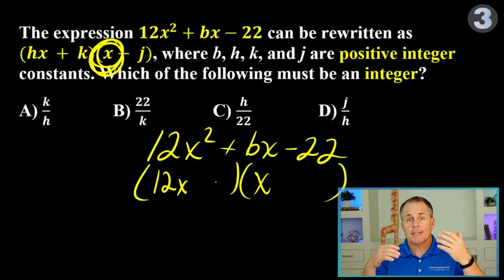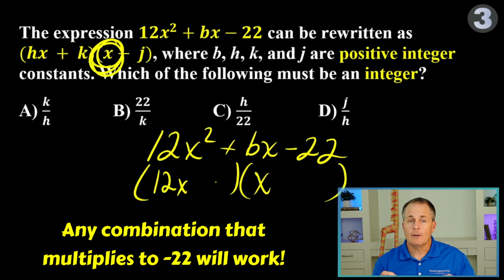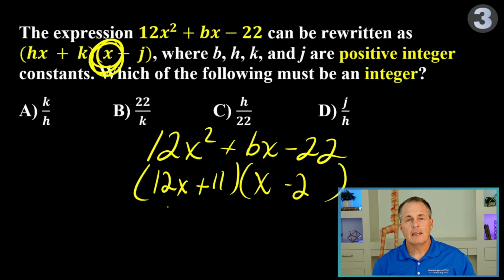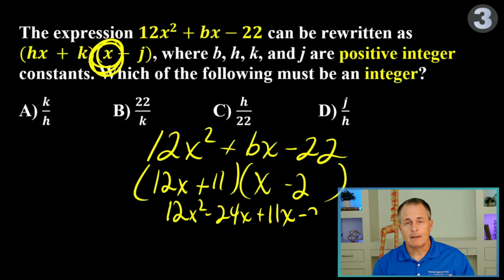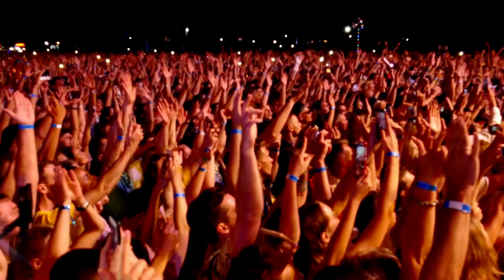So I'm going to pick whatever I want to for B. In fact, I'm just not going to worry about B at all. Instead, I'm just going to factor the negative 22 as positive 11 and negative 2. If we FOIL this back out, B would be negative 13. But the question doesn't even care what B is. So I don't care either. Raise your hand if you don't care what B is either.